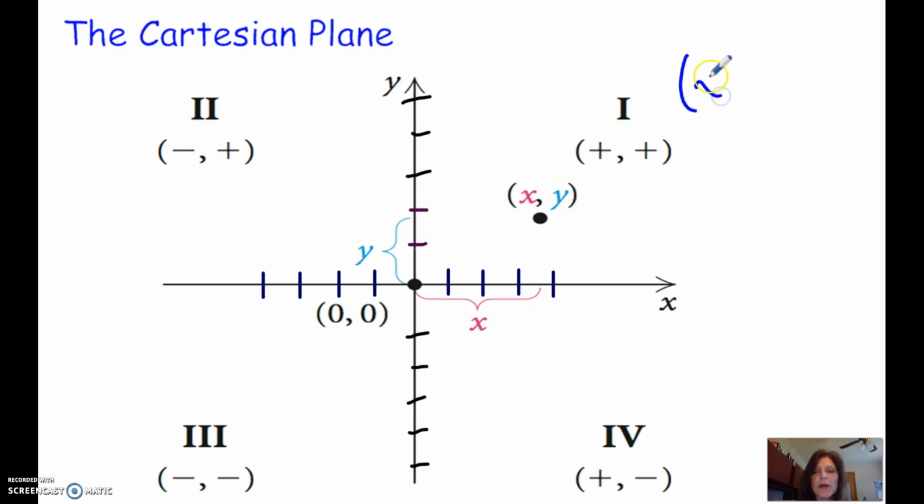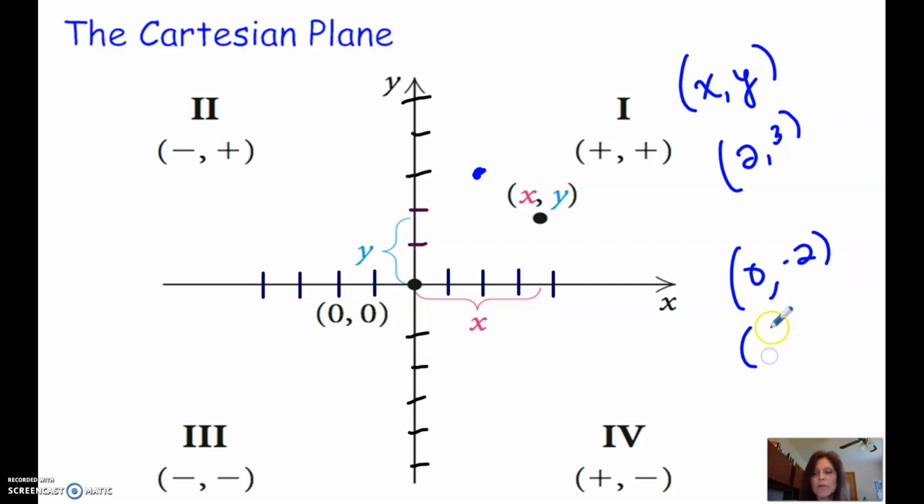For example, if I have 2, 3, that means I'm going to come out 2 on the x-axis and go up 3 on the y-axis to find my point. The ones that tend to cause students most problems are the ones with zeros involved. For example, 0, -2 versus 2, 0.